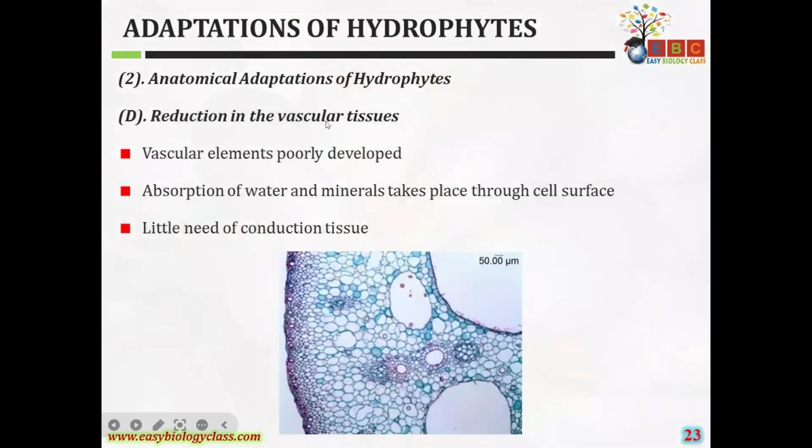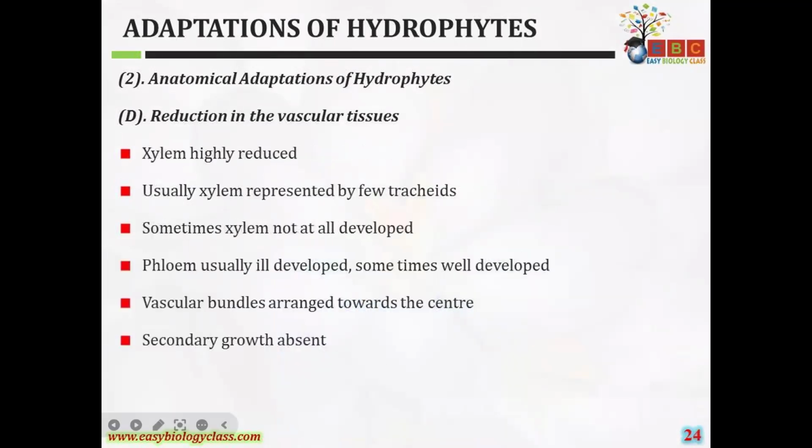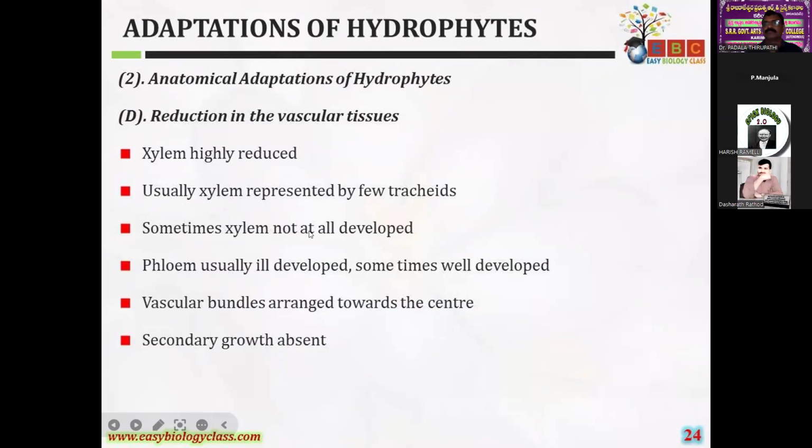Next one is the reduction in the vascular tissues. Vascular elements are poorly developed, and here the absorption of water and minerals takes place through the cell surface only, and there is little need of conduction tissue. Xylem is highly reduced, represented by only a few tracheids, and sometimes xylem is not at all developed. Phloem is usually ill developed and sometimes well developed, and they are arranged in the center, and secondary growth is absent.